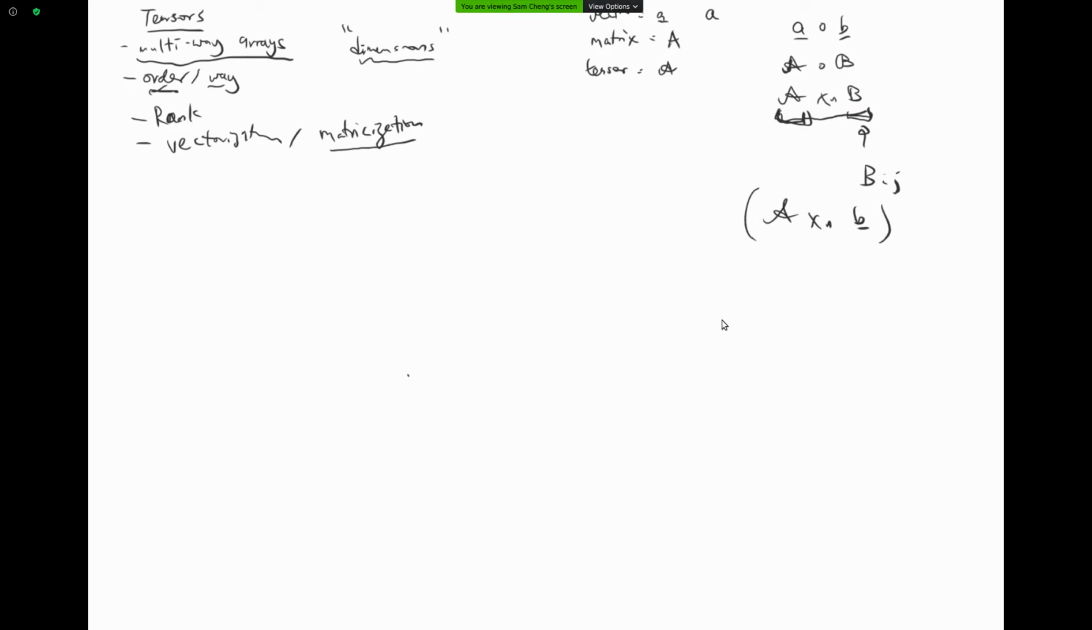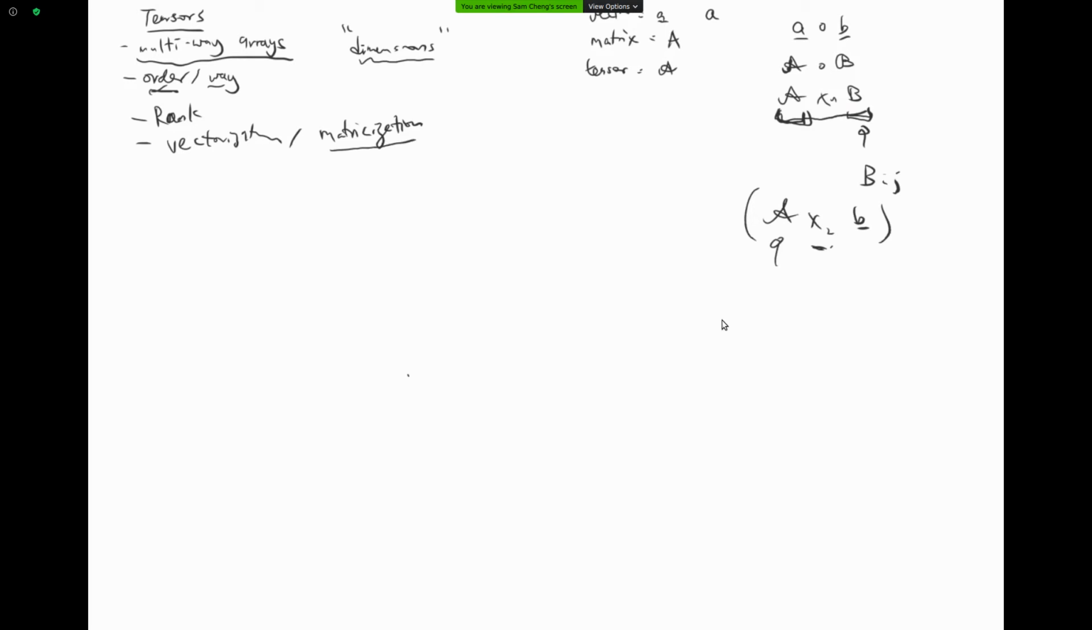Let me make it simple here. Let's say A is a three-way tensor, so I have 3 indices. It used to have 3 indices, but after I have this mode 2 multiplication, my second index will be gone. So this is a dot product for the second index.